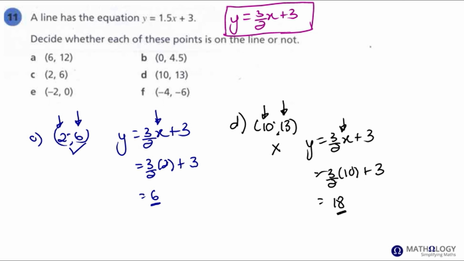You don't answer questions like this in an exam with just a tick and a cross. You're actually going to write it out: this point does or does not lie on the line.